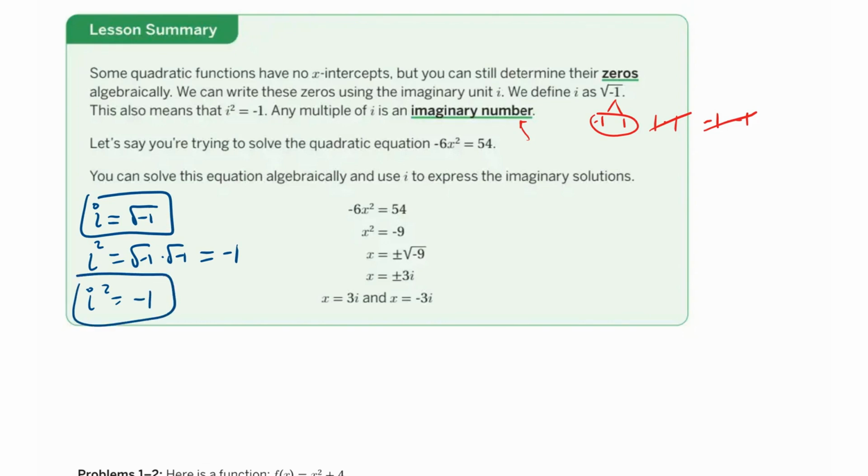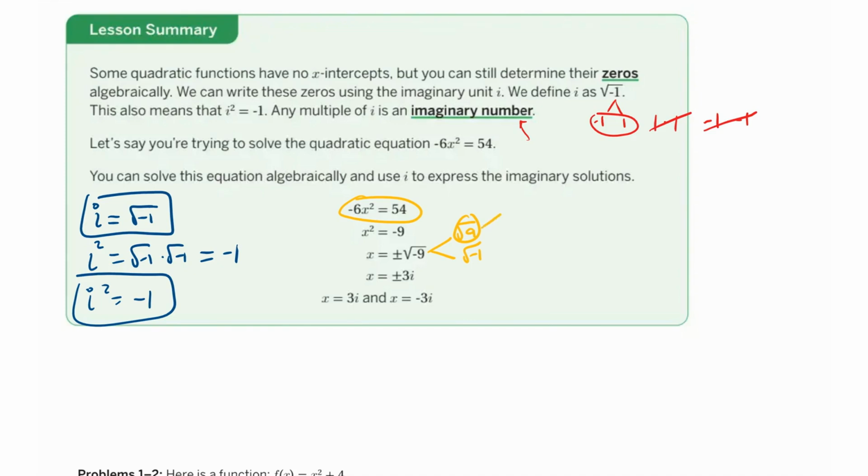An example problem is pretty good to show you here. If we're trying to solve this equation, we divide both sides by 6. We'd take the square root. Specifically, when we're taking the square root of -9, that's the same thing as the square root of 9 times the square root of -1. Well, the square root of 9 we know is plus or minus 3, and the square root of -1 we now know is i. So it breaks it up into two parts when we are square rooting these numbers.